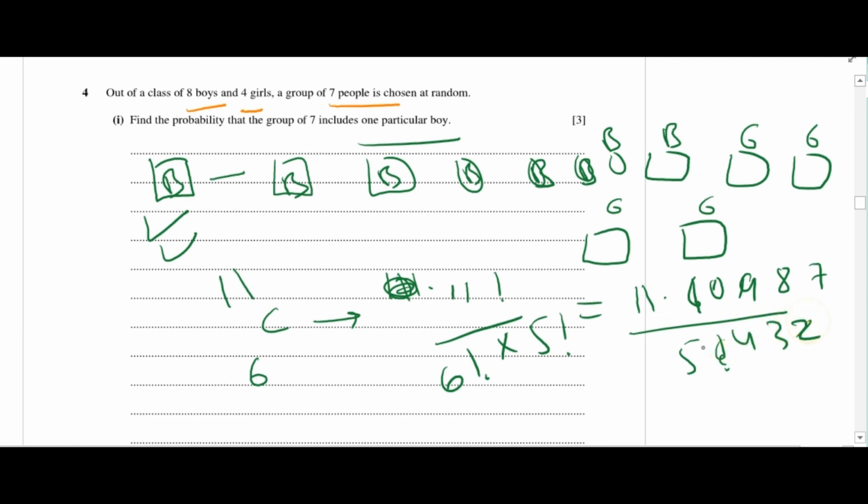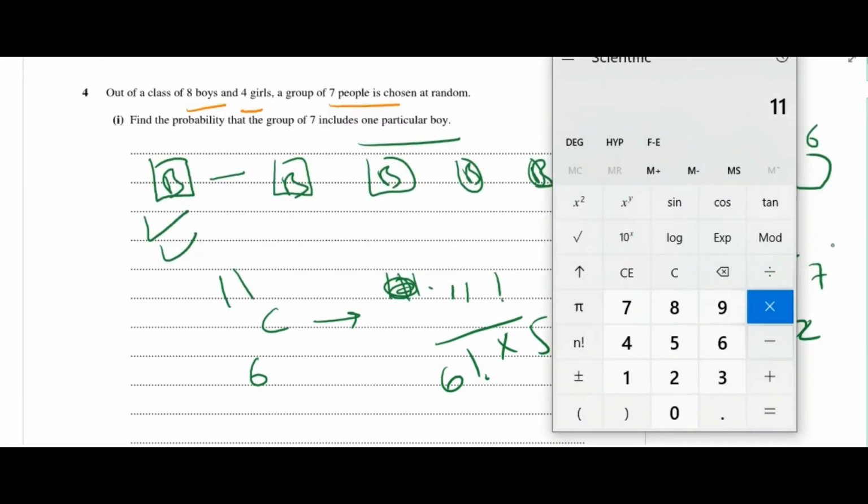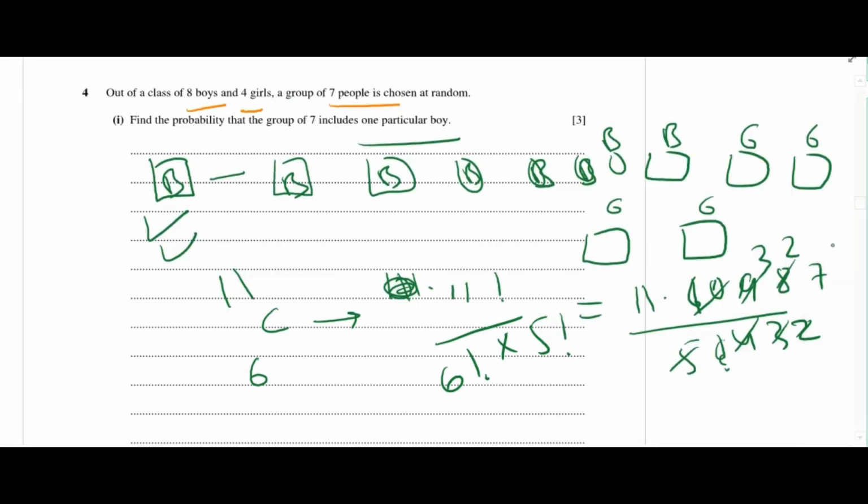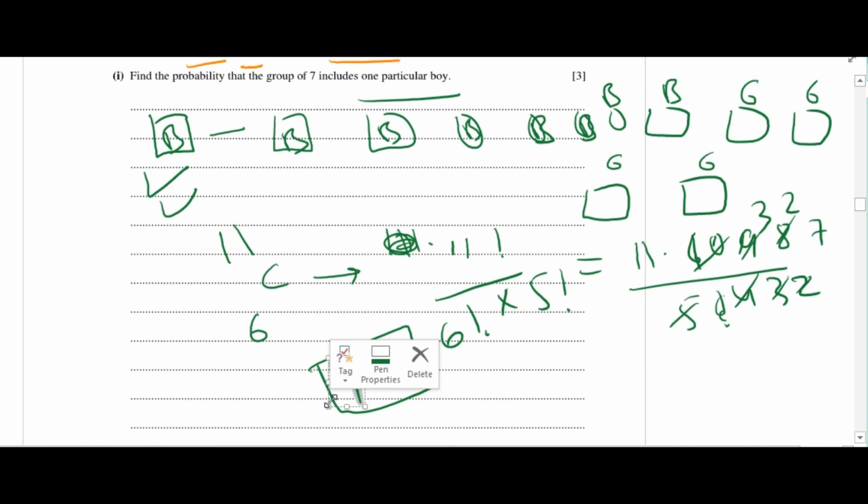This would become 11 into 10 into 9 into 8 into 7 divided by 5 factorial. This 5 factorial becomes 5, 4, 3, 2, 1. This got cancelled with 10, this got cancelled with 3, this got cancelled with 2. So you have to multiply 11 with 3, 2, 7. 11 into 3 into 2 into 7. So once the boy was chosen, your chances are 462, because you have already chosen that particular boy.